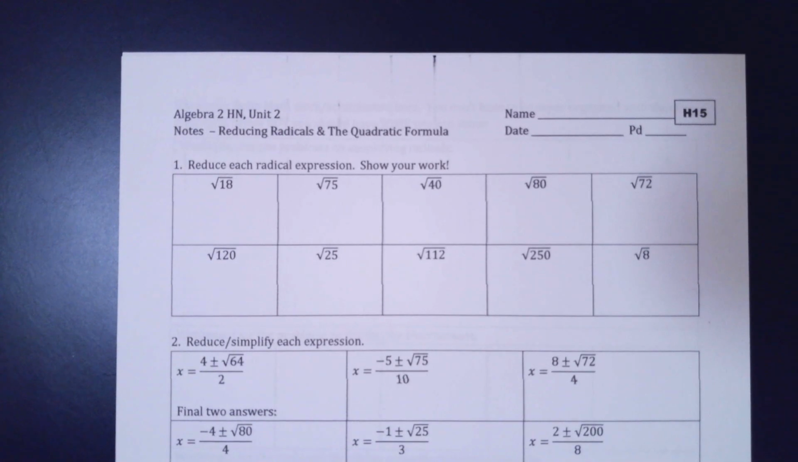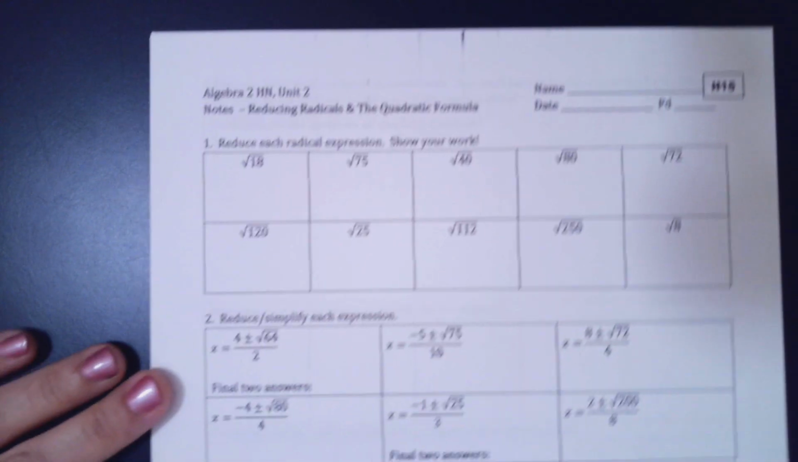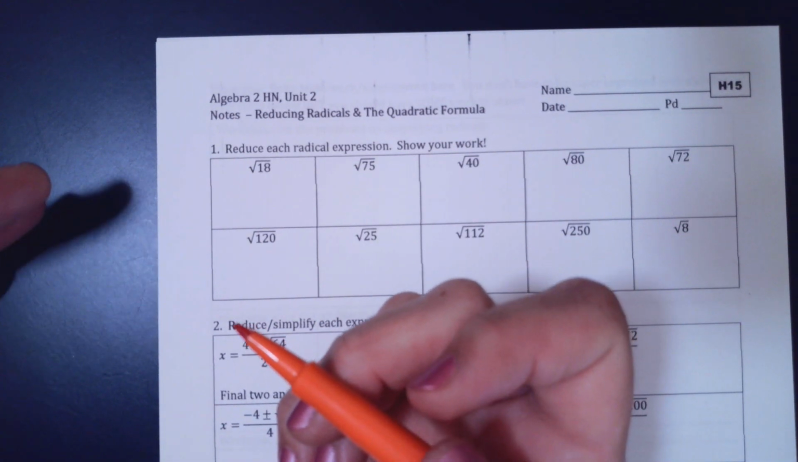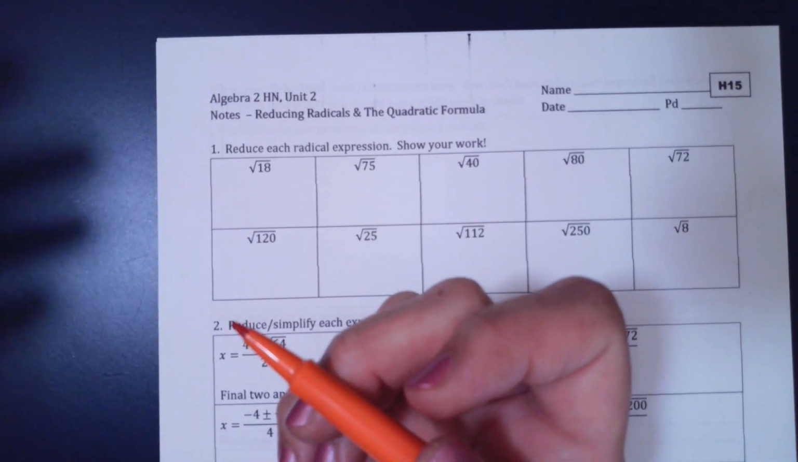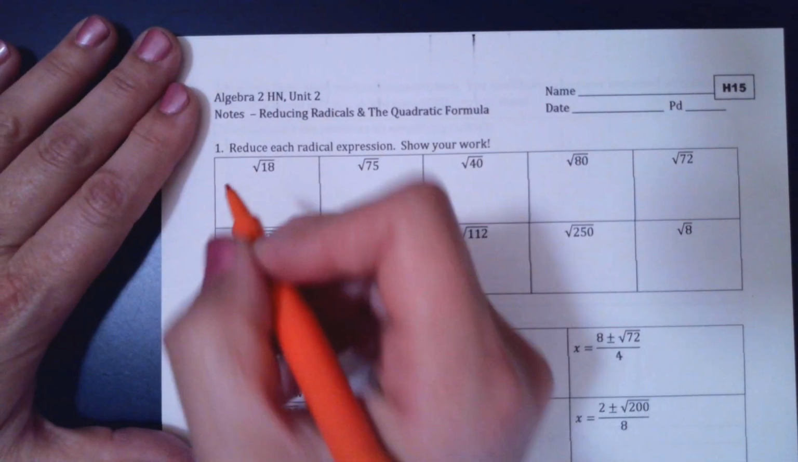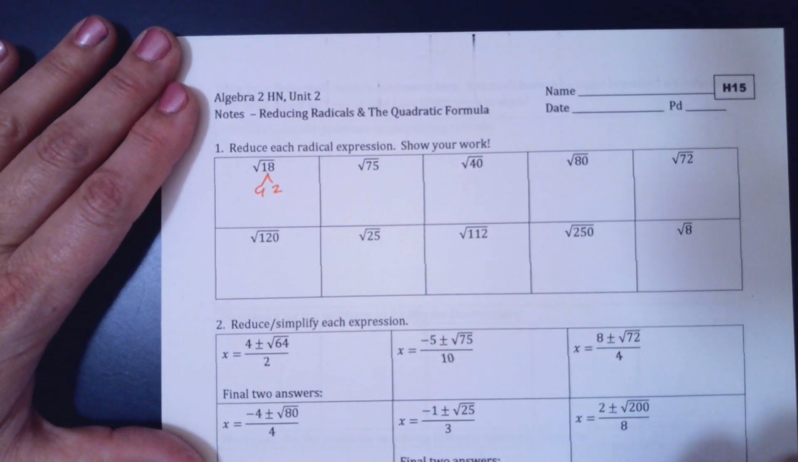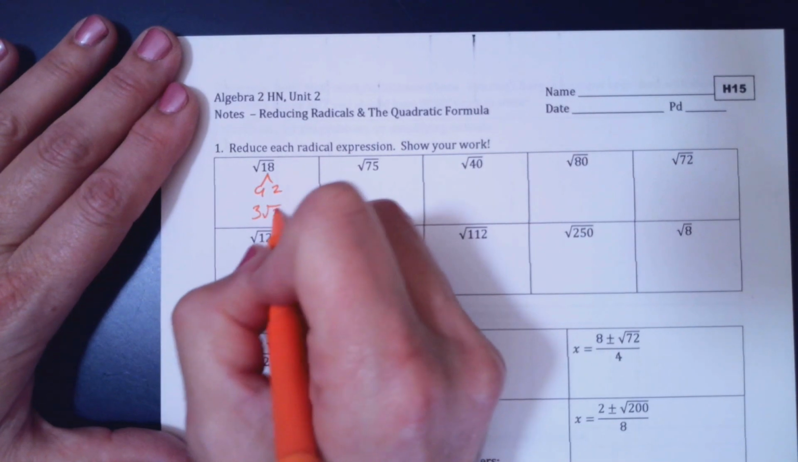All right, so when I look at 18, I think to myself, yeah, 18 is 6 times 3, but that doesn't help me because 6 and 3 are not perfect squares. So if I think of 9 and 2, that's much faster. So 18 is 9 times 2. I know the square root of 9 is 3, so I'm going to write 3 radical 2.